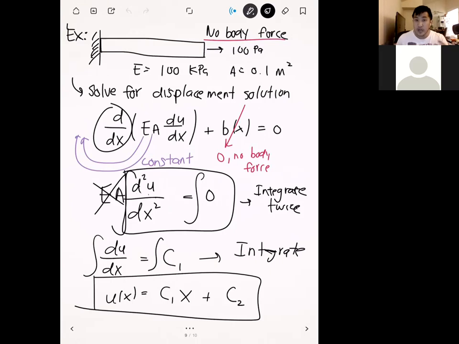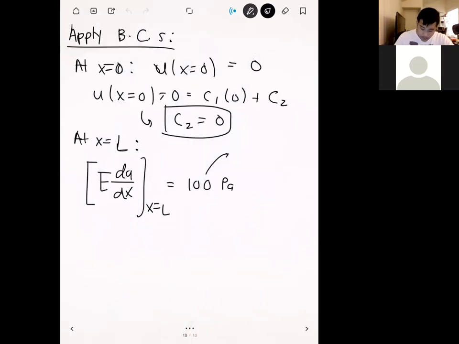Okay, and so you have to be careful with your signs here to make sure that you use the correct signs. Right? Positive because tensile.